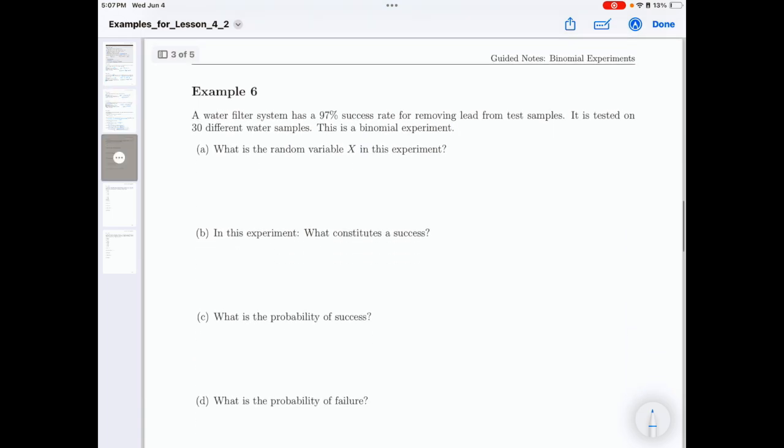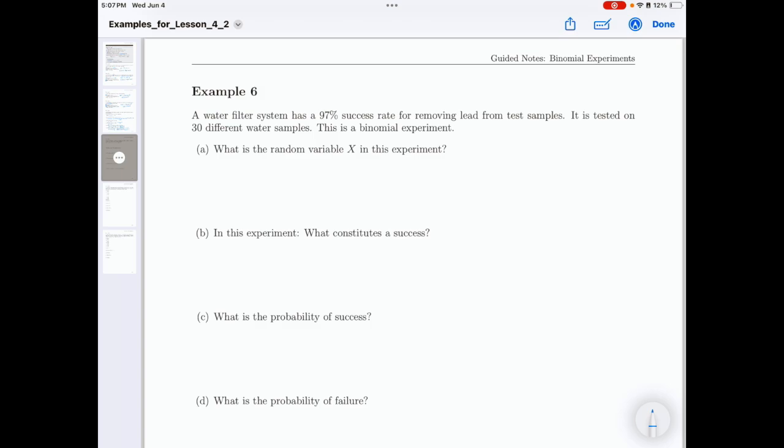Let's look at example 6. A water filter system has a 97% success rate for removing lead from test samples. It is tested on 30 different water samples. This is a binomial experiment. In part A, it says, what is the random variable X in this experiment?